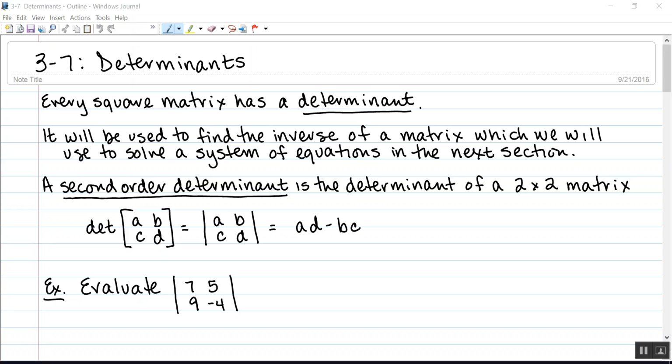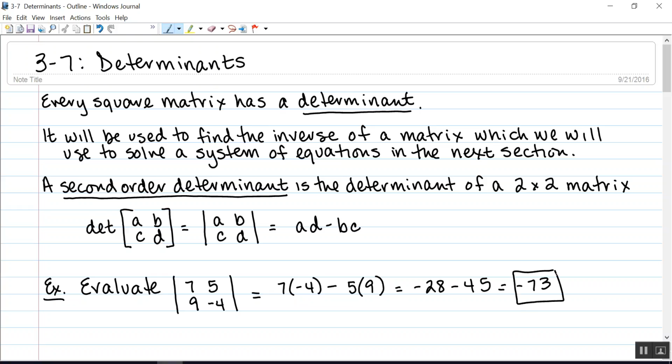Here we have not the matrix 7, 5, 9, negative 4, but the determinant of that matrix. To do that, I'm going to multiply A times D, so 7 times negative 4, and subtract from that B times C. B times C, 5 times 9, which is going to give me negative 28 minus 45, or negative 73. And that is the value of this determinant. Okay?